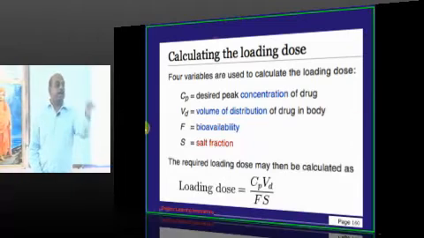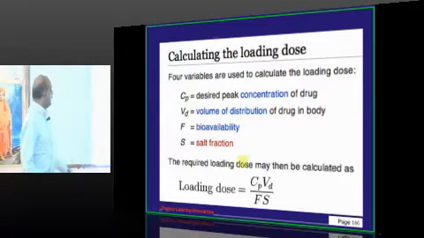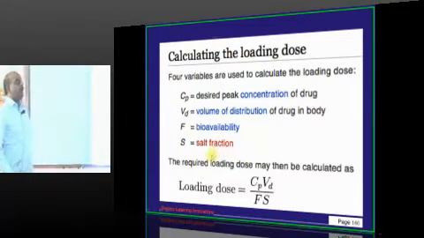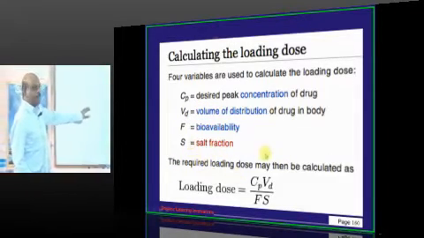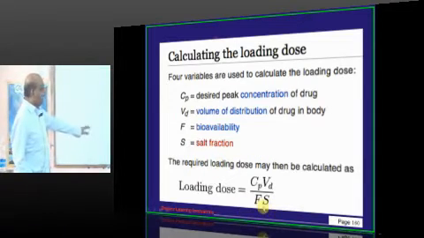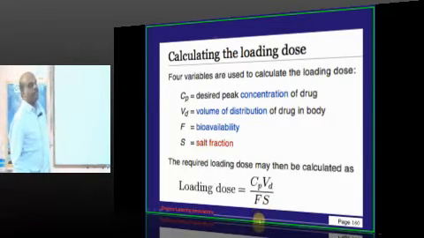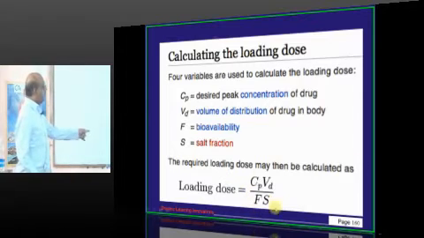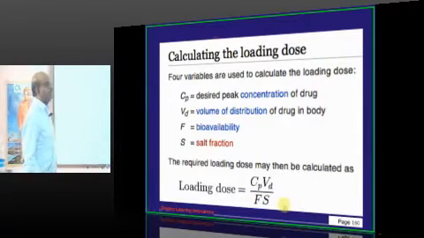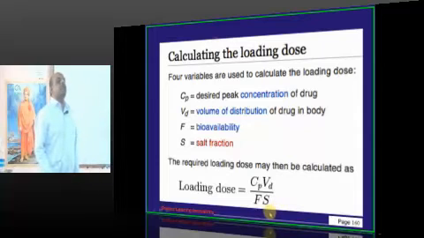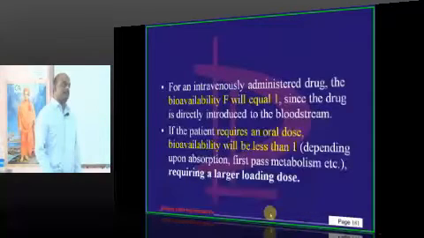So how do you calculate loading dose? 4 variables. What is the peak concentration of the drug you want to achieve? What is the volume of distribution of the drug? What is the bioavailability of the drug? And what fraction of the drug is in the salt form? The peak concentration times volume of distribution divided by bioavailability times salt fraction will give you how much loading dose you need to administer.